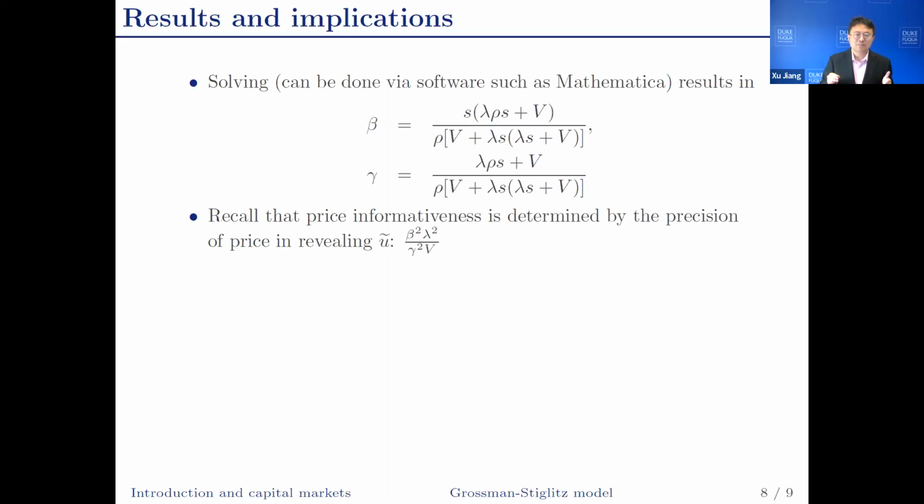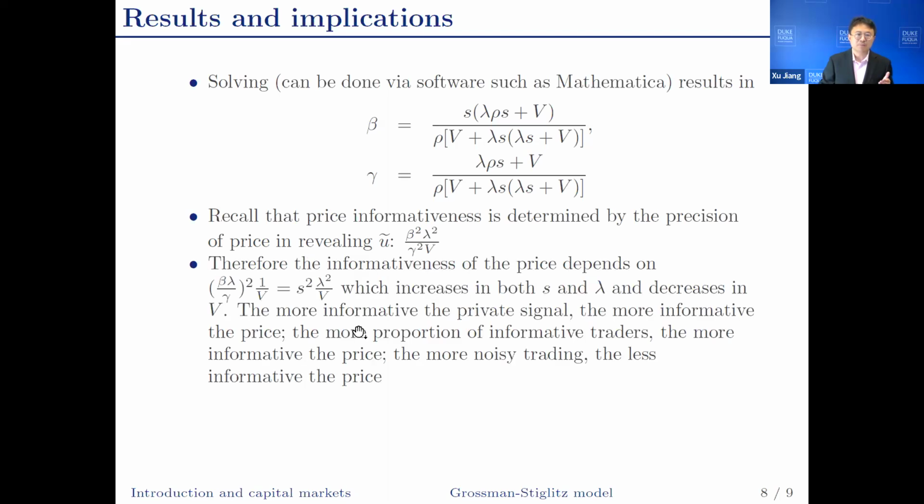Once we have beta and gamma, we can determine the price informativeness because the price informativeness depends on beta and gamma. And inserting the expressions of beta and gamma into the expression for price informativeness, we have that the price informativeness is S squared times lambda squared over V. So this is very intuitive. It means that the price informativeness increases with S and lambda, and it decreases in V.